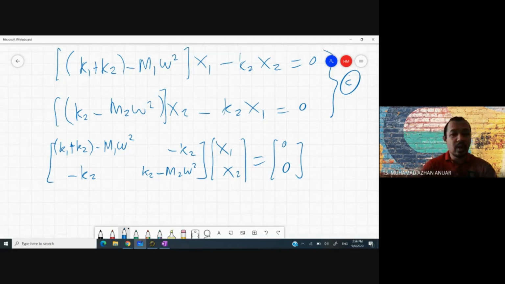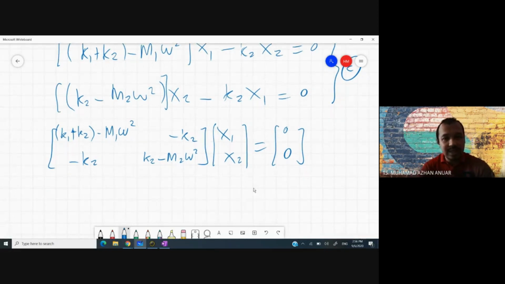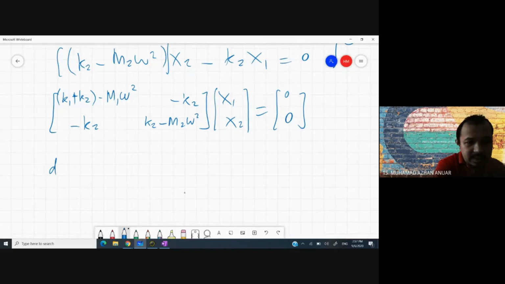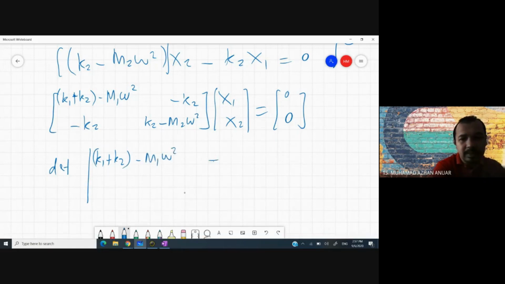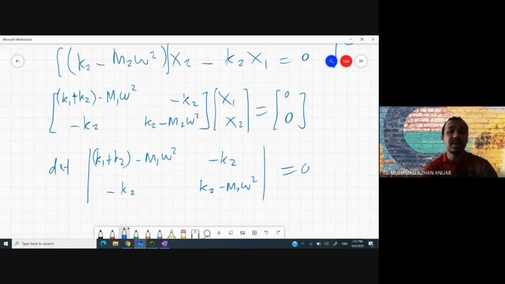All right. So in order for this equation to be satisfied for all values of x1 and x2, the determinant of this matrix must be equal to 0. I think you learned this before in your mathematics subject. So what we can do here is set the determinant of k1 plus k2 minus m1 omega square, minus k2, minus k2, k2 minus m2 omega square, equal to 0 to satisfy all values of x1 and x2.